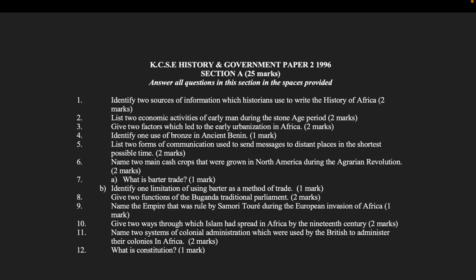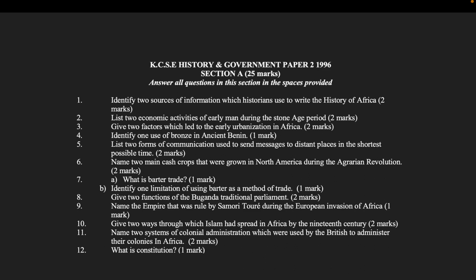Name two main cash crops that were grown in North America during the Agrarian Revolution, 2 marks. A. What is barter trade? 1 mark. B. Identify one limitation of using barter as a method of trade, 1 mark. Give two functions of the Baganda traditional parliament, 2 marks.